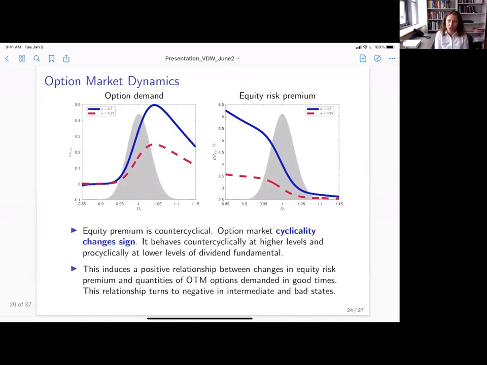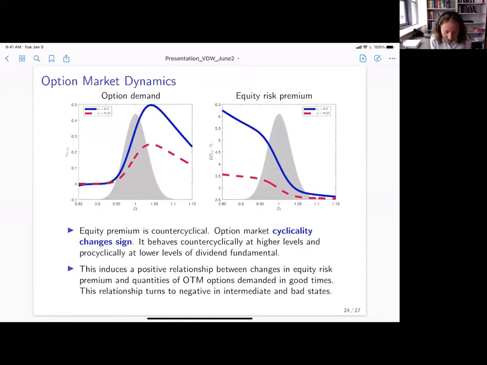Now, the last thing that I want to show you in the remaining 5 minutes is the option market dynamics. So what we plot here is the changes in, on the left side, the option demand, and on the right side, the equity premium as a function of the dividend fundamental. Okay, so this is kind of halfway through the economy at some point dt. The red and the blue line simply correspond to different values of the initial proportion of the disappointment averse versus risk averse. So what you see here, let's talk about the equity premium first. That's the plot on the right.